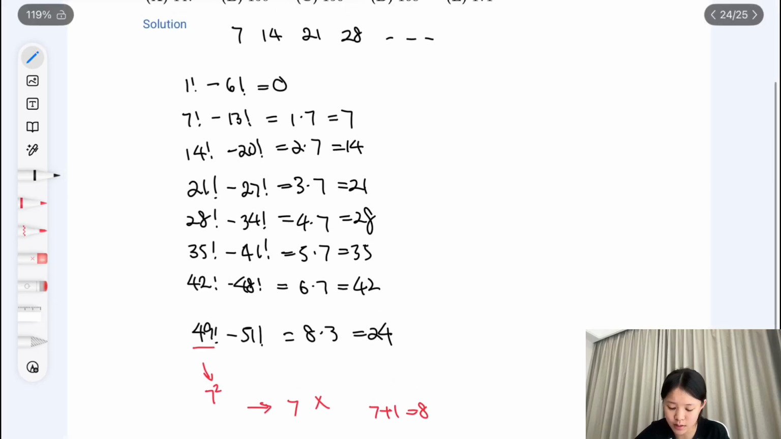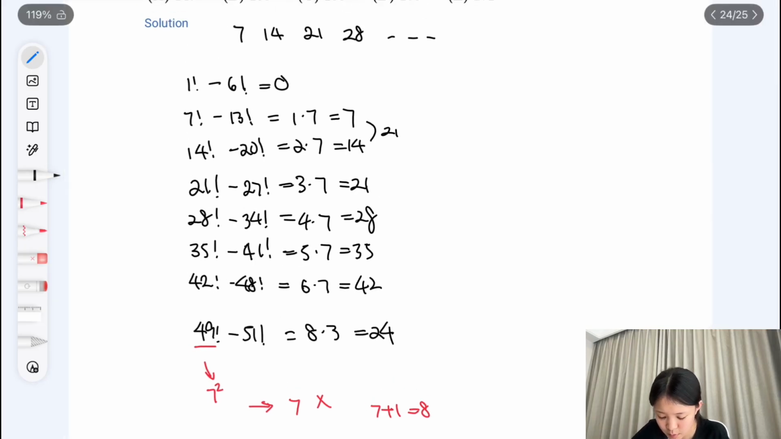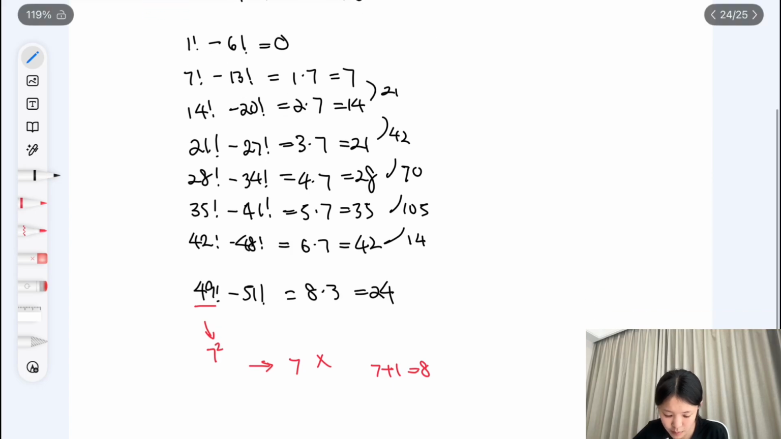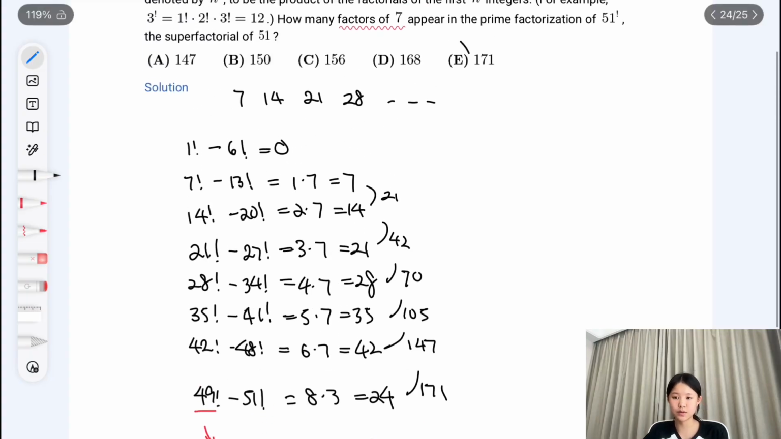So the rest of it is just simply adding it up. 21, 42, 70, 105, 147, and then 171. So that comes down to the final answer, which is 171.